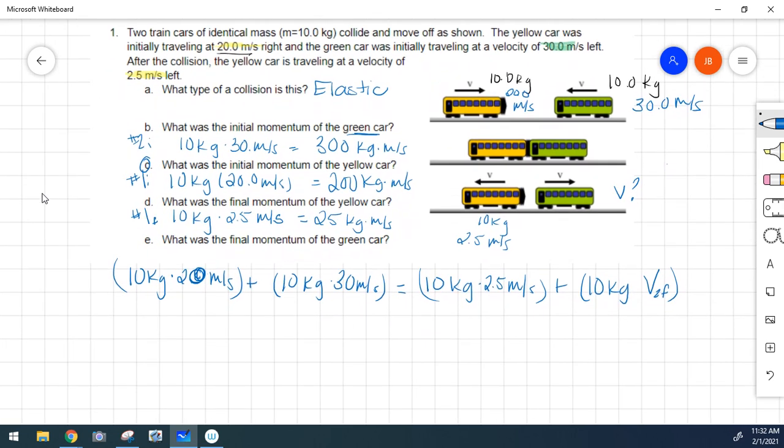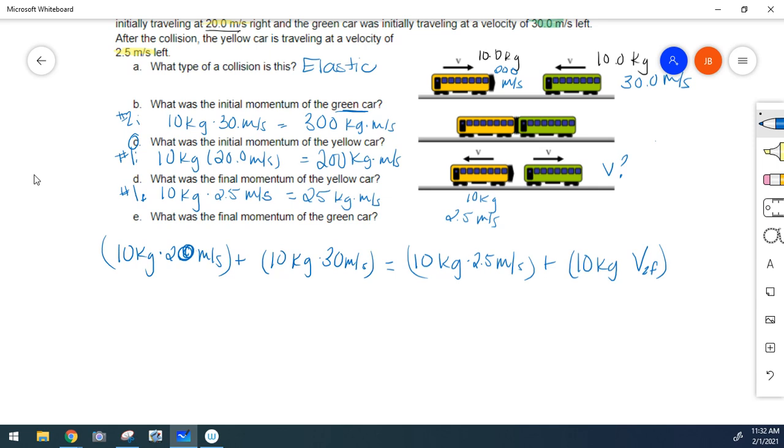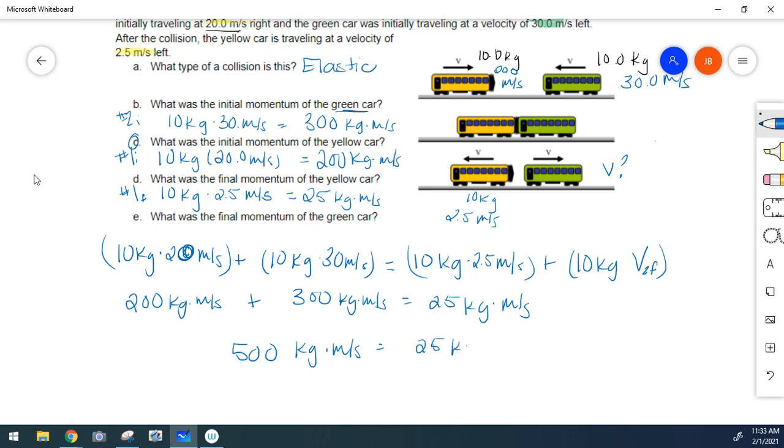All right, so we've already solved these, so we know this one is 200 kilograms times meters per second, this one is 300 kilograms times meters per second, and this one is 25 kilograms times meters per second. So this becomes 500 kilograms times meters per second equals 25 kilograms times meters per second plus 10 kilograms times velocity. The next thing we would do is subtract 25 kilograms times meters per second from both sides.